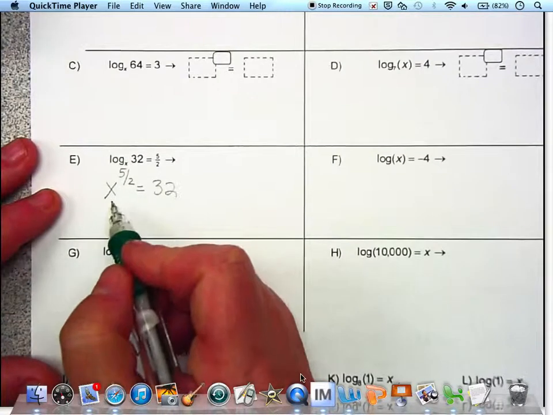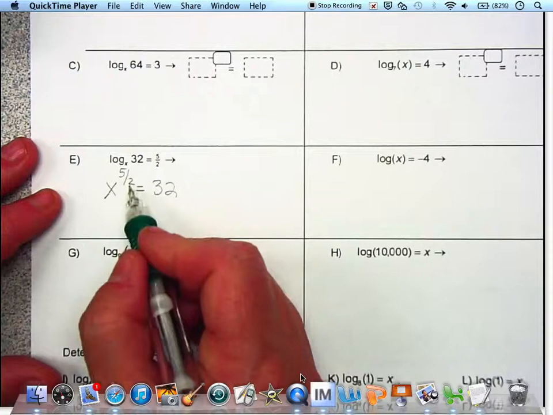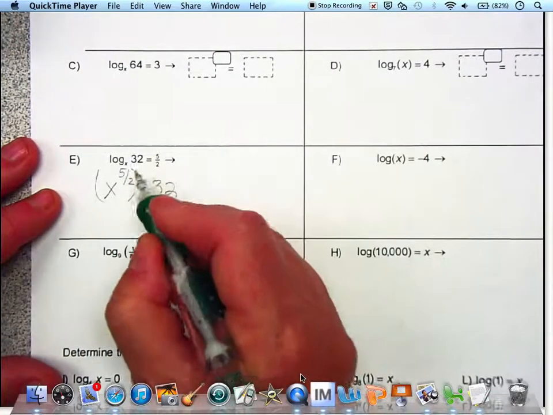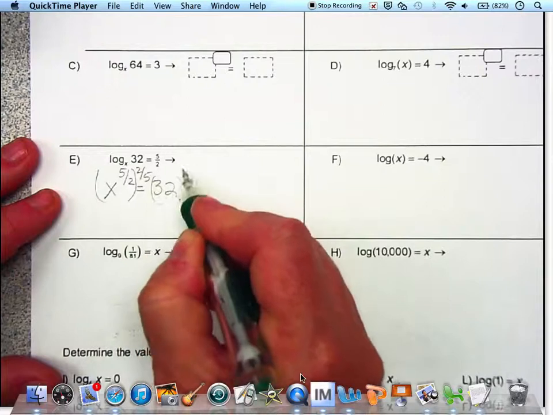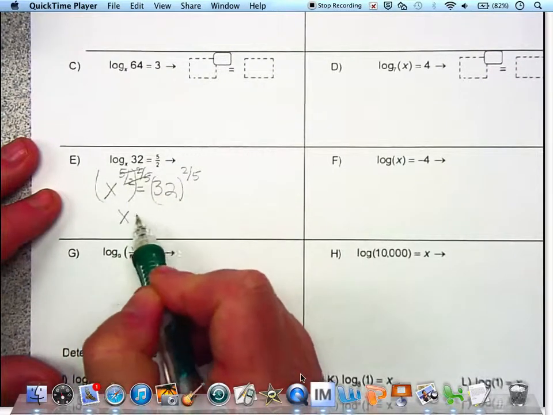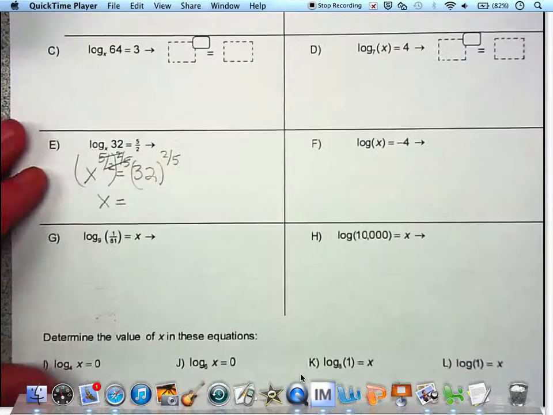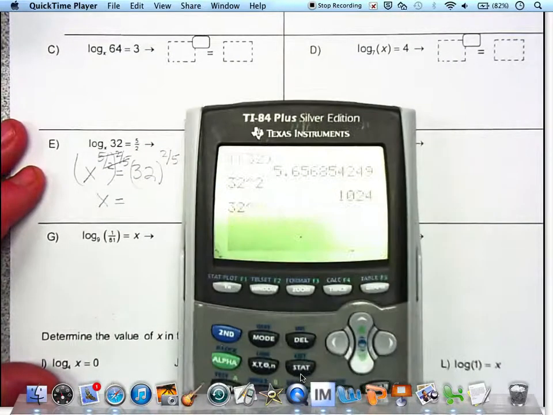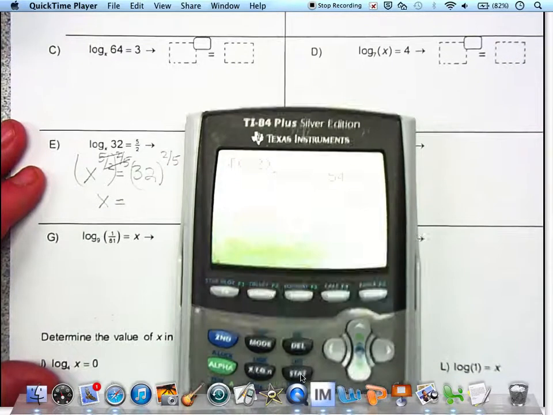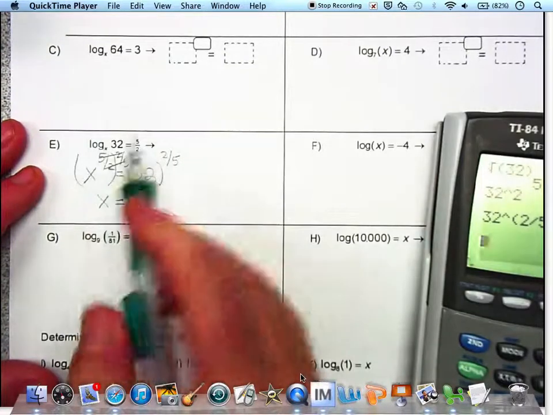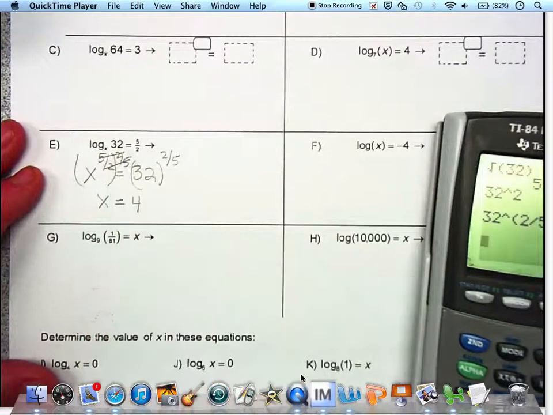Now, we need to get x by itself, and you probably don't remember how to get rid of that 5 halves. Put it over 2 over 5. Yeah, okay, we're going to raise it to the 2 over 5 and raise this side to the 2 over 5. So on the left, these cancel, and we just have x equals, then in your calculator, you have to put it in correctly, 32 to the, what do we need around the 2/5? Parentheses. So what do you get? 4. So x equals 4. So log base 4 of 32 is 5 halves.